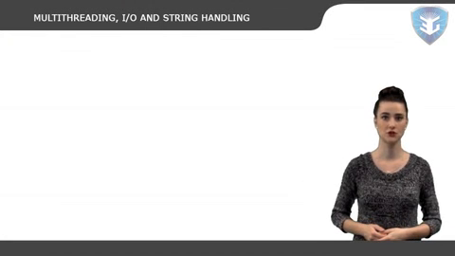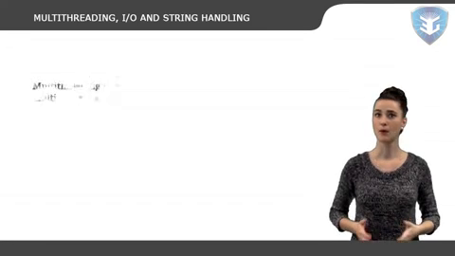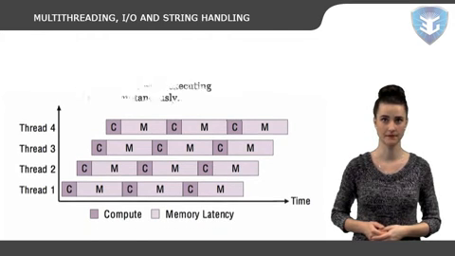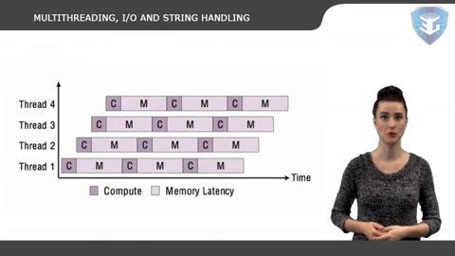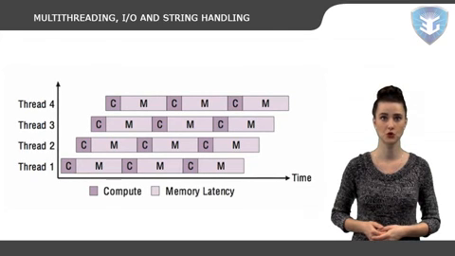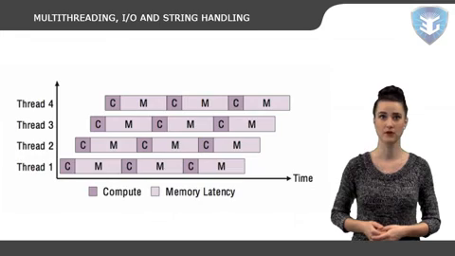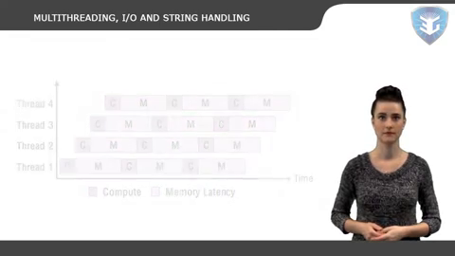Let's start with a brief introduction of multi-threading, I/O, and string handling. Multi-threading is a process of executing multiple threads simultaneously. A thread is basically a lightweight sub-process, the smallest unit of processing. Multiprocessing and multi-threading both are used to achieve multitasking.